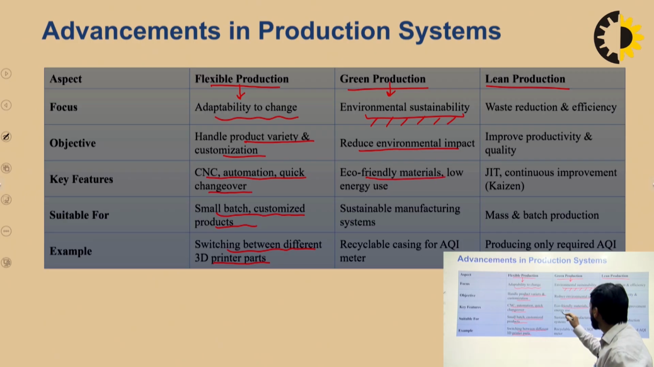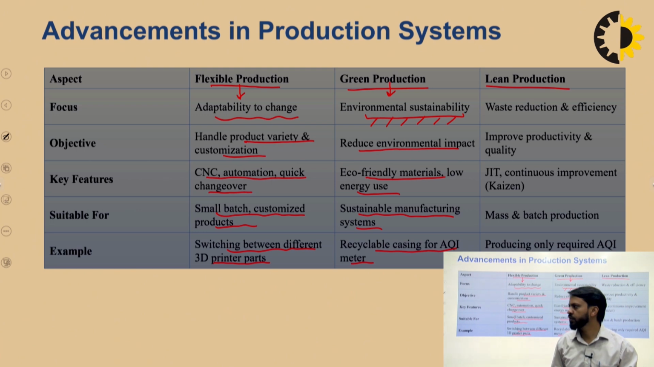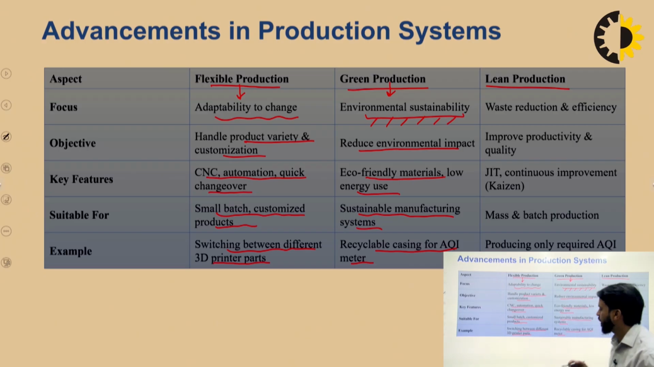Eco-friendly materials, low energy use, reducing carbon footprint, reducing emissions, reducing pollution. These kinds of approaches are the key characteristics of a green production system, and sustainable manufacturing is the output of that production system. Recyclable casing for AQI meter. If we are going to develop an AQI meter, as we have seen in the example, and use a recyclable material, then we can categorize our production system as green manufacturing or a green production system.